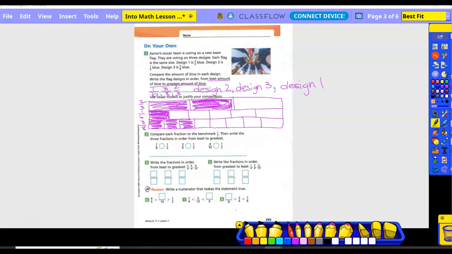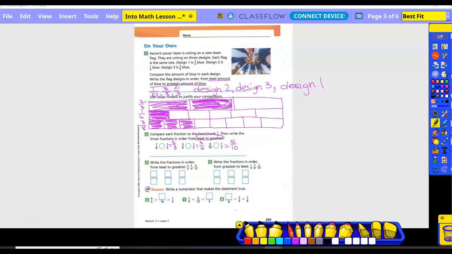Okay, so number 3, they want us to compare each fraction to the benchmark half. Then write the 3 fractions in order from least to greatest. So we want least to greatest, right? Make sure we acknowledge that so we remember it for later. Okay, so what is half of 8? 4/8. What is half of 6? 3/6. And what is half of 10? 5/10.